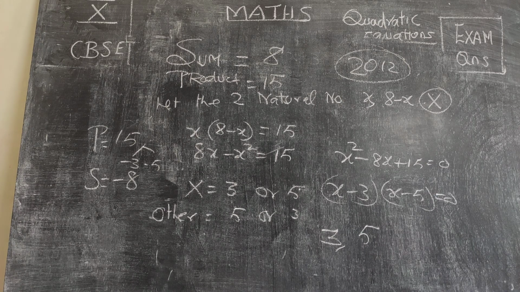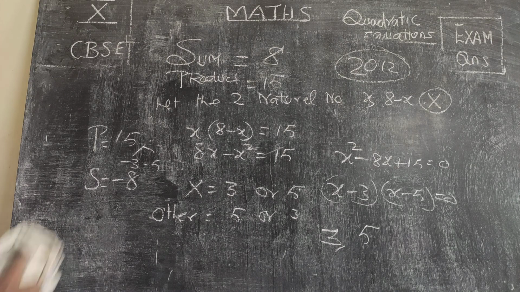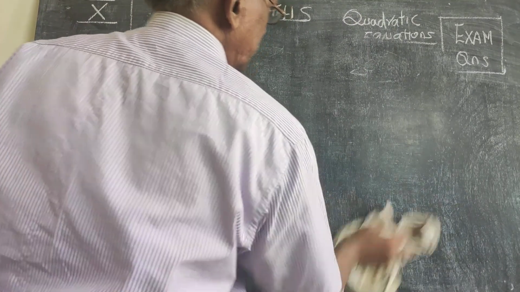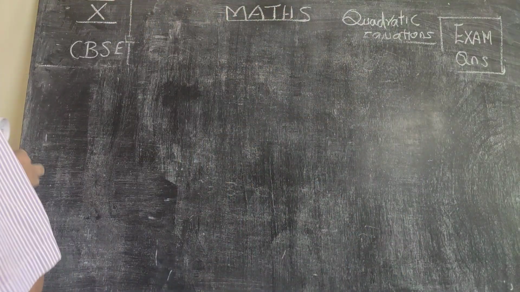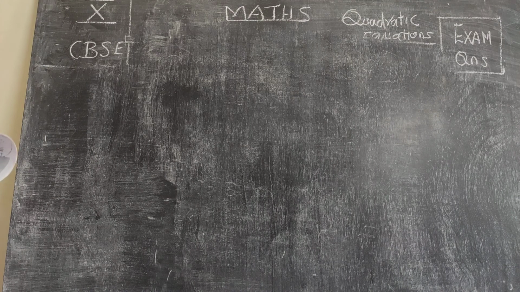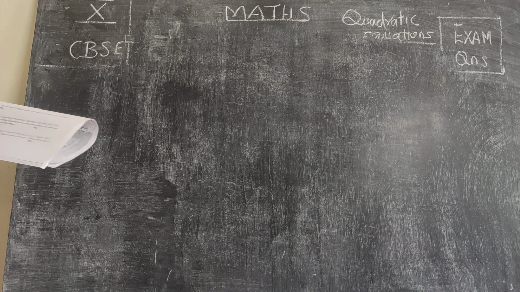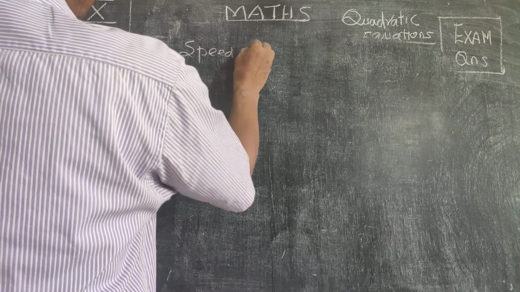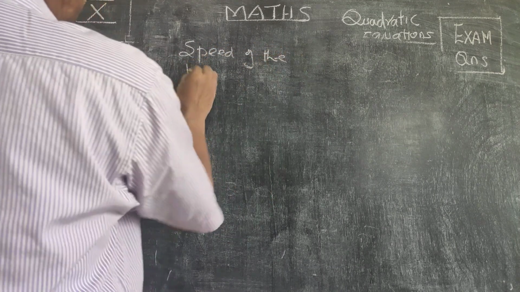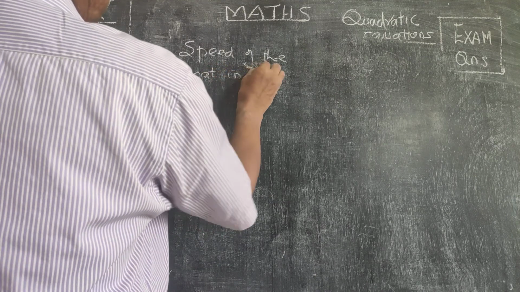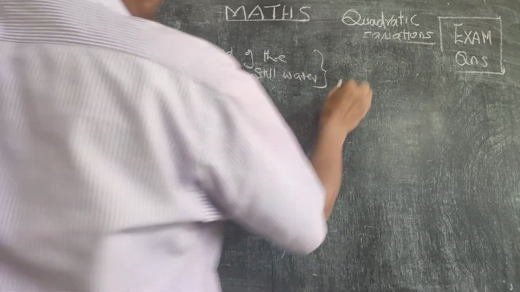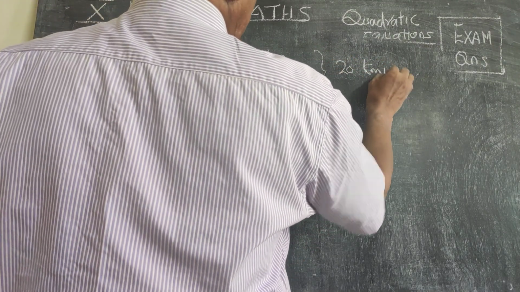Question number 35. A motor boat whose speed is 20 kilometers per hour in still water takes 1 hour more to go 14 kilometers upstream than to return downstream to the same spot. Find the speed of the stream. The speed of the boat in still water is given as equal to 20 kilometers per hour.